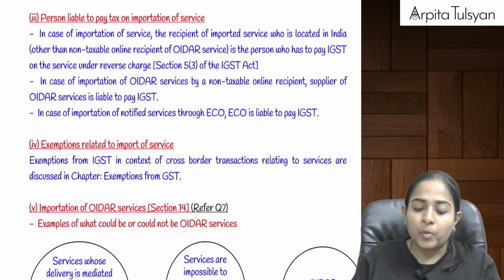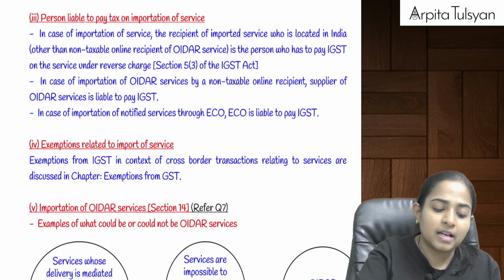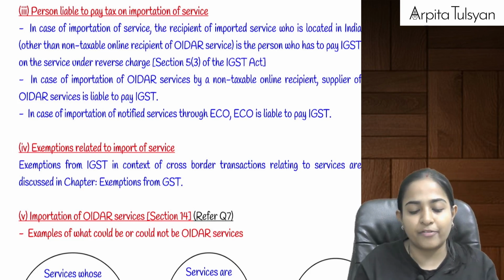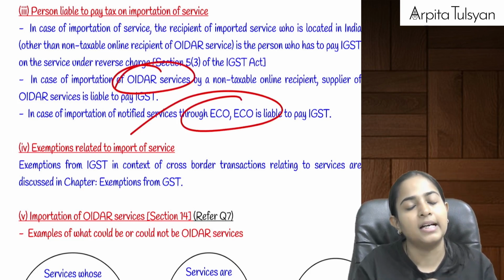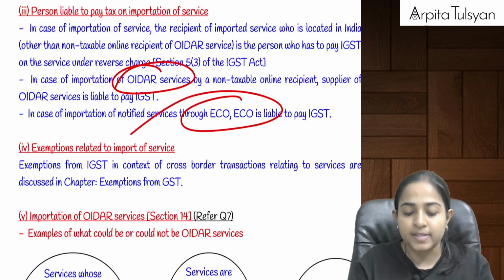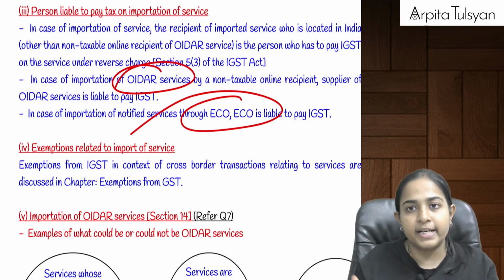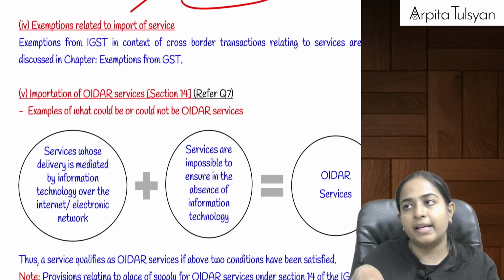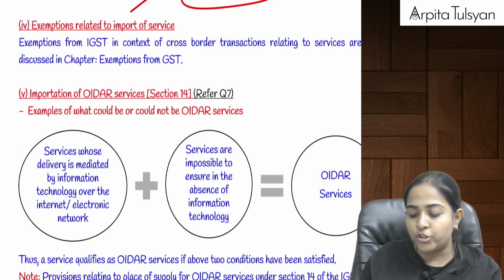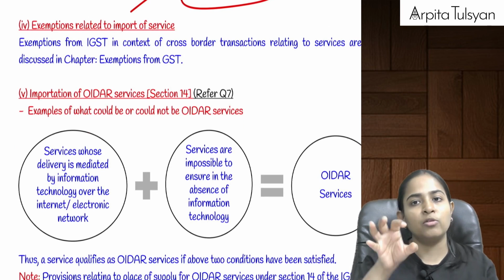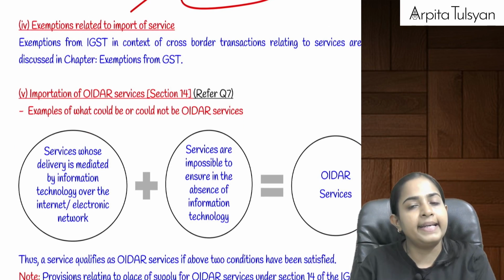Okay. Now, two things extra we have to study. One is about OIDAR services, which we have already studied, and the other one is about e-commerce operator. First let me tell you about OIDAR services. Any services which are provided over the internet using information technology, and such services are impossible to provide without information technology, then those services are called OIDAR services.